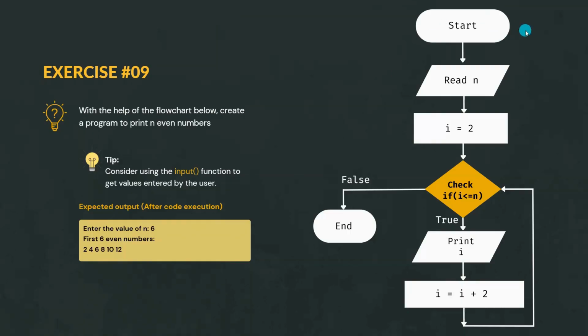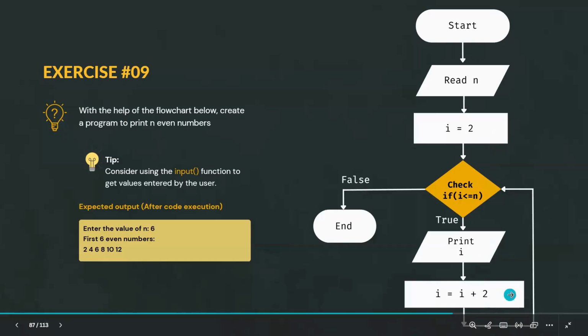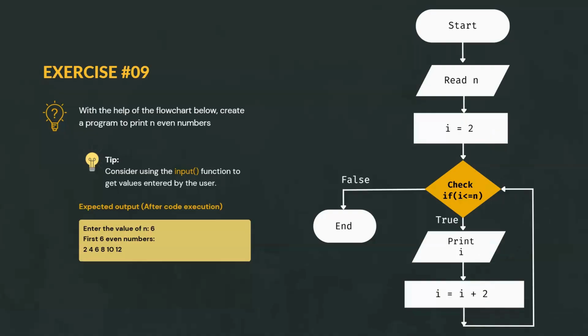So first we ask the user to enter a number, and let's call it n. This number tells us how many even numbers we want. We start the counter at i equal to 2, because 2 is the first even number. Then we enter a loop, we print i, and we increase i by 2, so we always get the next even number.